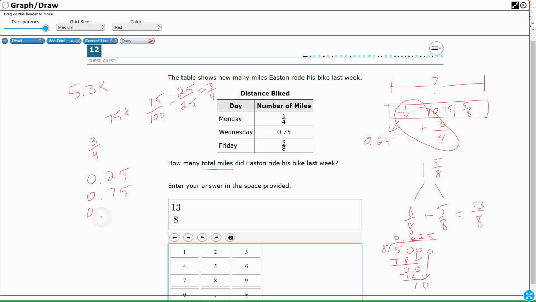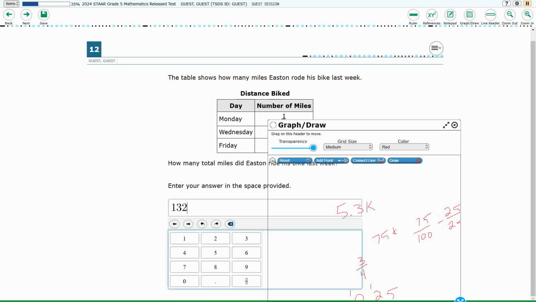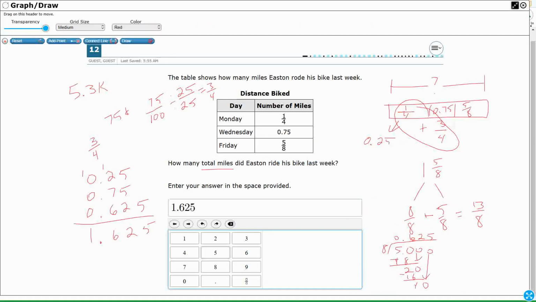So if you wanted to, you could add all of these together, right? And you're going to get 1.625, which makes sense. 1 and 5/8 is 1, and then I just said that 5/8 is 0.625. So I also could put it in like that if I wanted to. Either one of these, the 1 and 5/8, the 13/8, the 1.625. The system is set up to accept all of these as answers or any equivalent fractions. Okay, so any of these work.